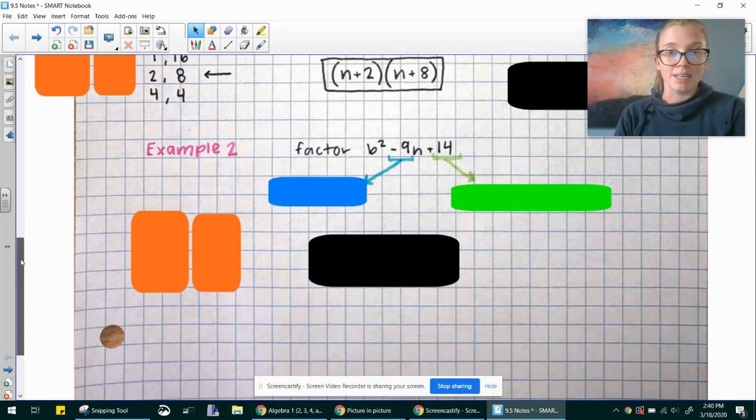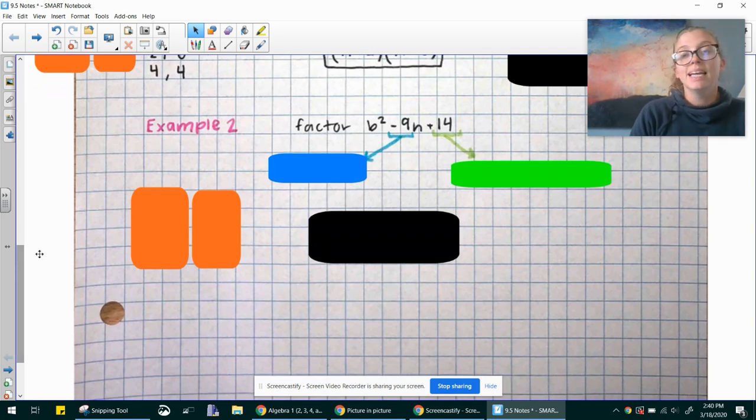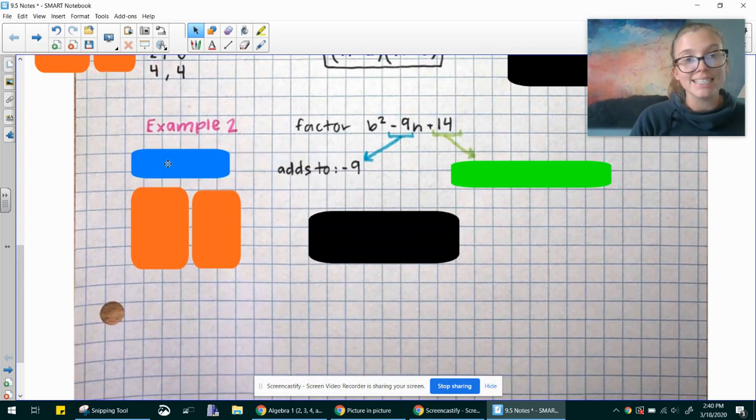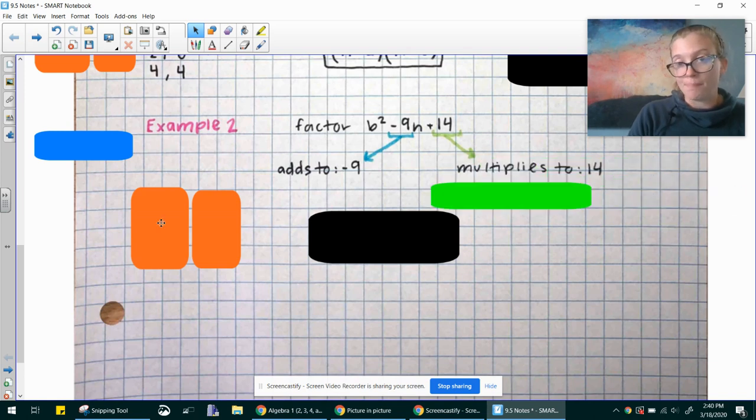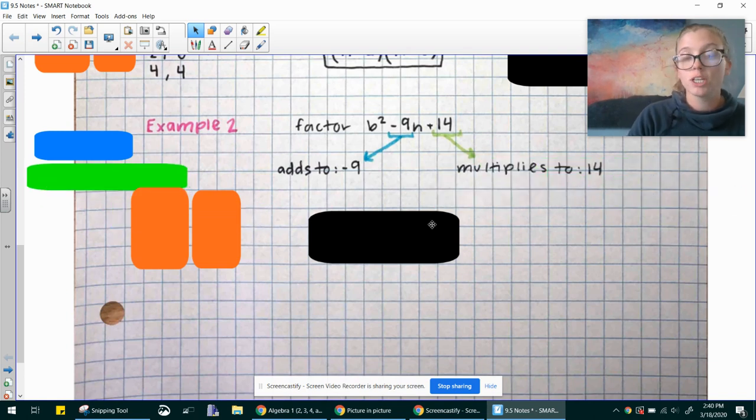Let's move down to example 2. Here, our adding number is negative 9. We need to make sure we pay close attention to that minus sign in front of 9. And our multiplying number is a positive 14. So to factor b squared minus 9b plus 14, we're going to look for the pair of numbers that adds to negative 9 and multiplies to 14.